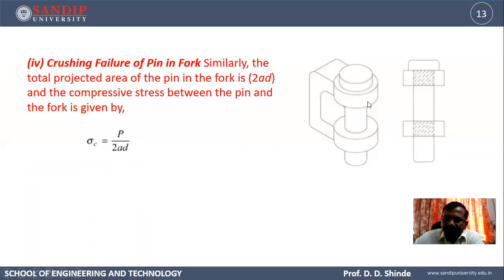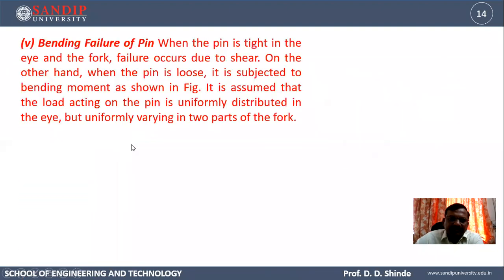It will be double. So this central portion is the eye, and the fork is C type. So it is having an eye at the upper end and an eye at the bottom end. So you will have the projected area at two locations. D is the diameter of the pin, and thickness or height is A, small a. So A into D, and it is 2 times. So it will be 2 times AD. That will be the crushing failure, sigma C equal to P upon twice AD.